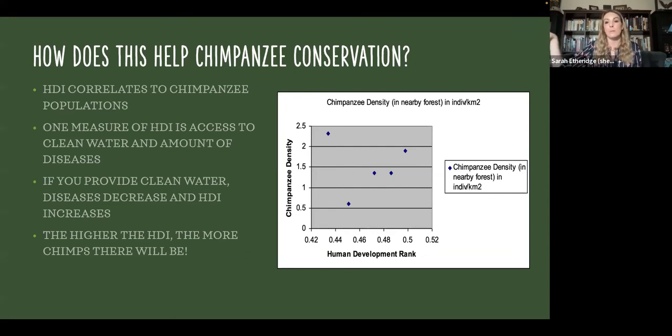Maybe I don't want to cut down my whole forest, because then what do I do after it? Maybe I want to preserve that forest for my grandchildren. Maybe I don't want to go out and hunt endangered animals. Maybe I can listen to this organization and do some other type of farming or agriculture. So the higher the HDI, the more chimps there will be.